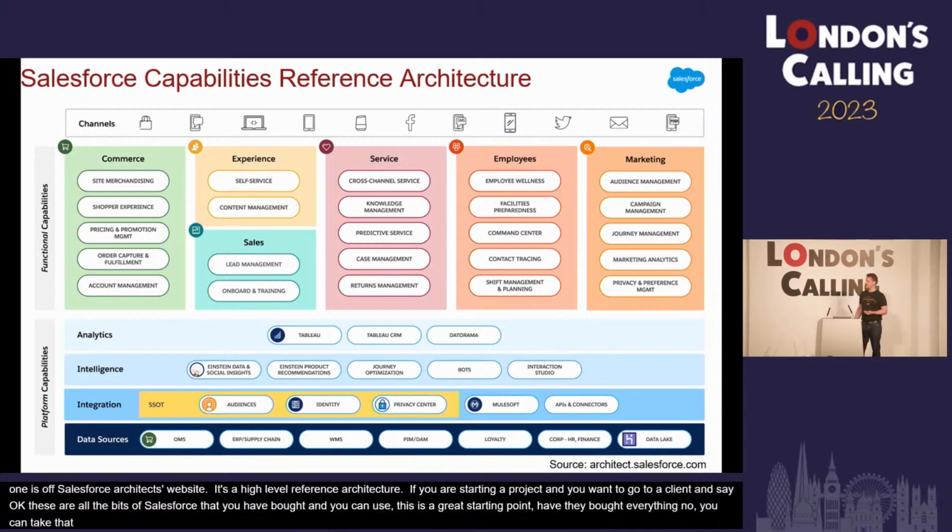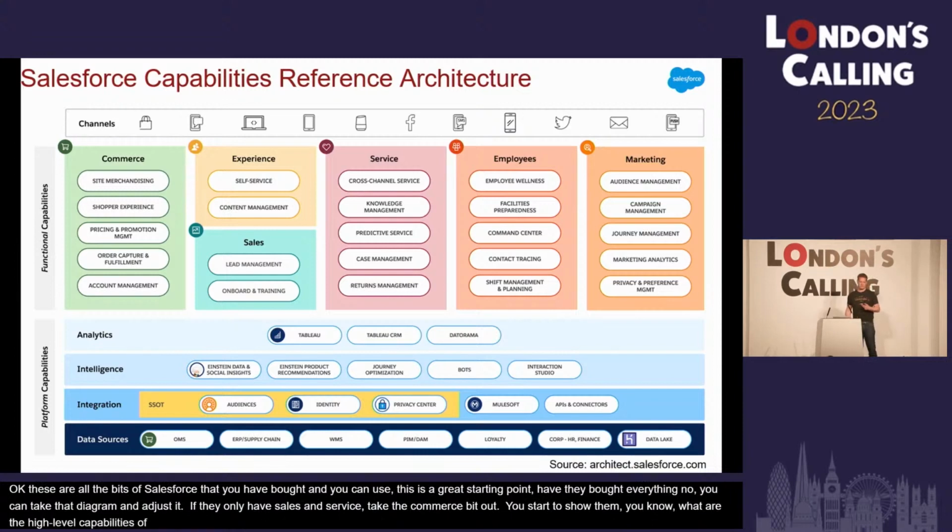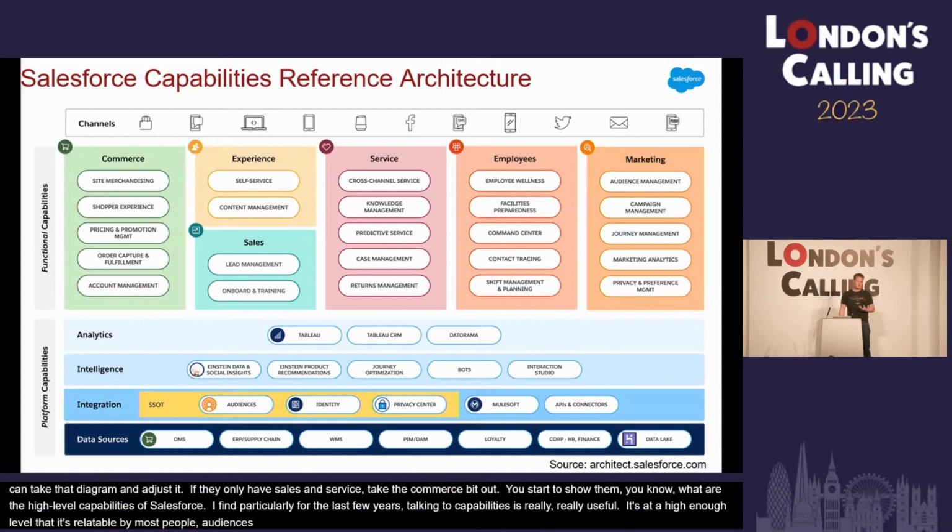If they've only got sales and service, take the commerce bit out. But you start to show them what are the high-level capabilities of Salesforce. And I find, particularly for the last few years, talking in capabilities is really, really useful. It's at a high enough level that it's relatable by most people, most audiences. And you don't get tied up in talking about specific processes. You can get down into that later. So for my money, it works really well.